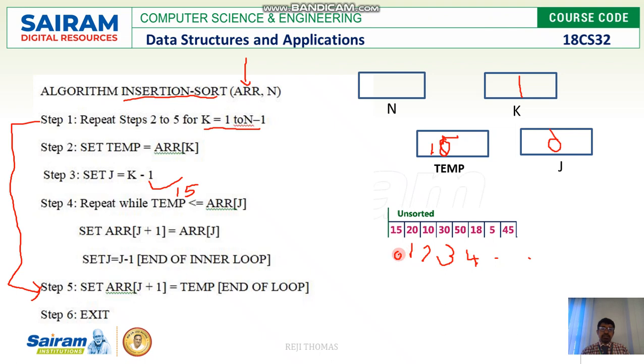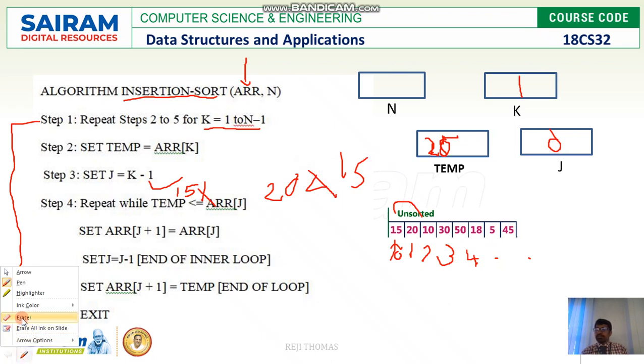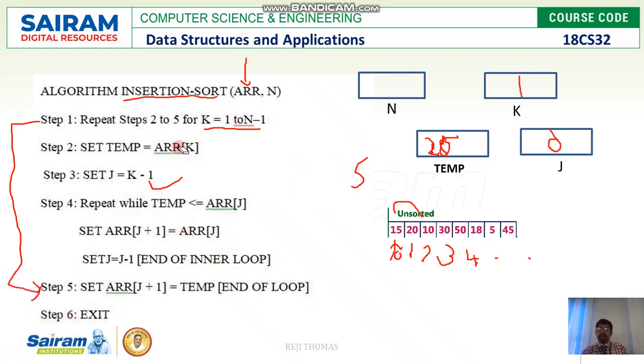Array of j is nothing but, no, this is 20, right? Array of j, the j value is 0. So we are going to compare 15 and 20. So this condition fails because 20 is not lesser than 15. So you have to increment your k and j. If it is 2, you can enter the loop. Otherwise, you should go to the next loop.